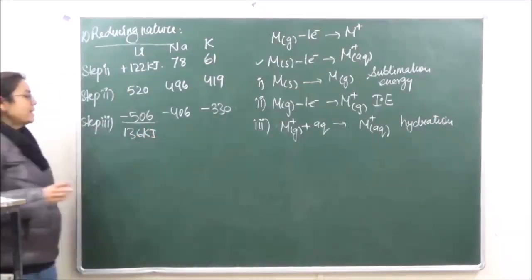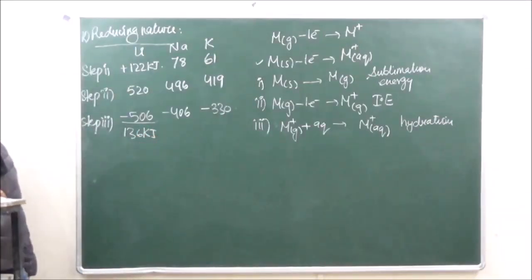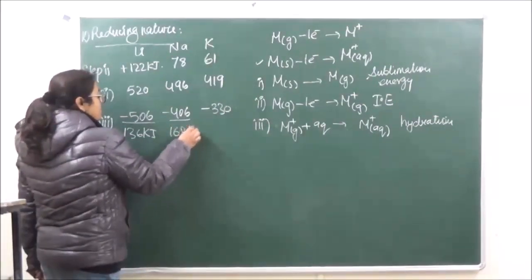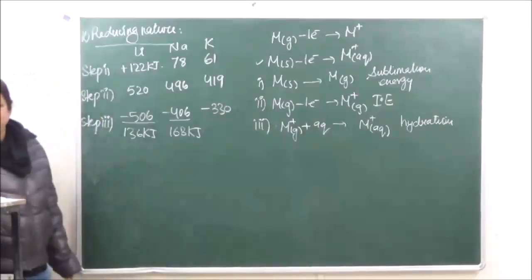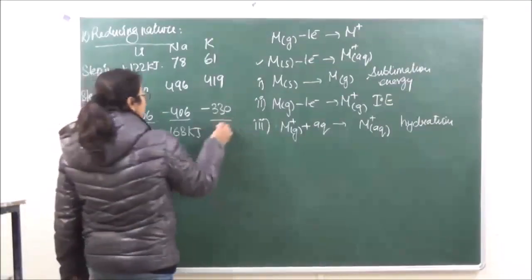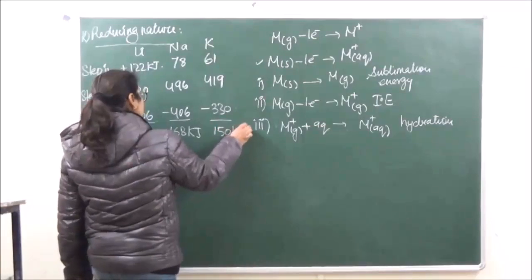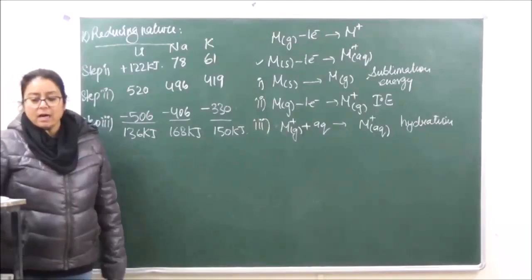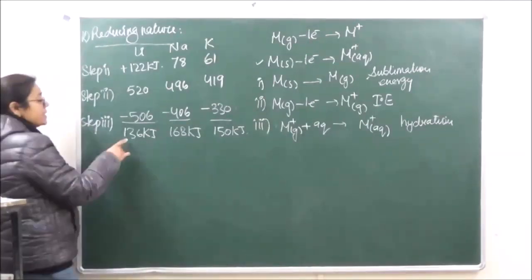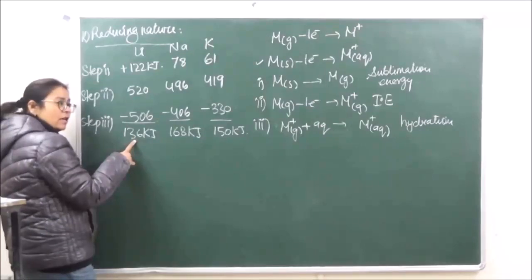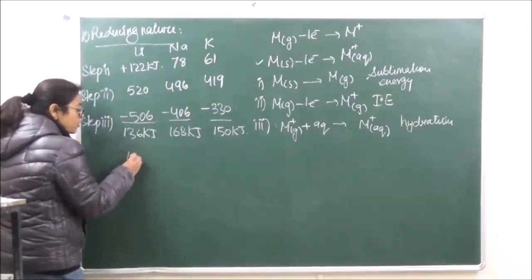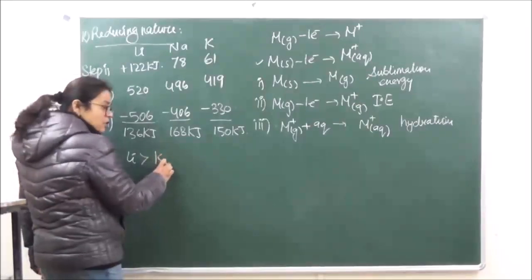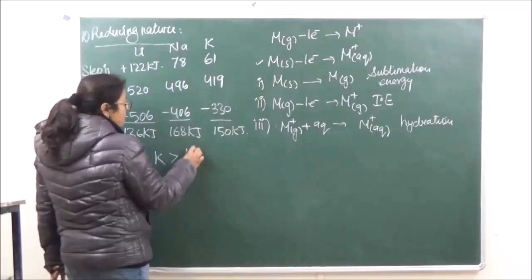So when we are looking at the net effect over here, in the first case, when you calculate it, it is coming to 136 kilojoules. In case of sodium, it is 168 kilojoules, and in case of potassium, 150 kilojoules. So according to this data, the lowest value is that for lithium. So lithium is going to be the best reducing agent, and after that is going to be potassium, and after that sodium.